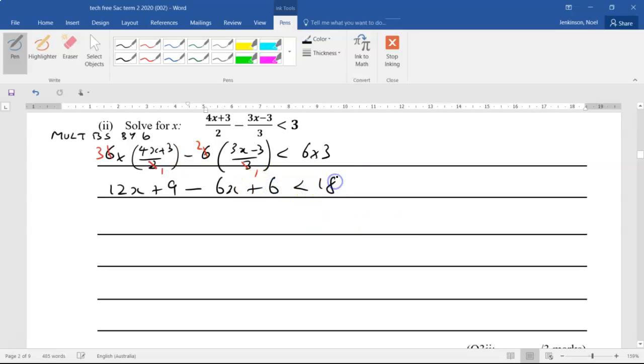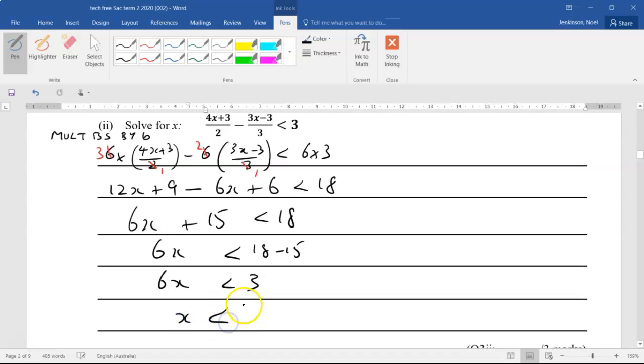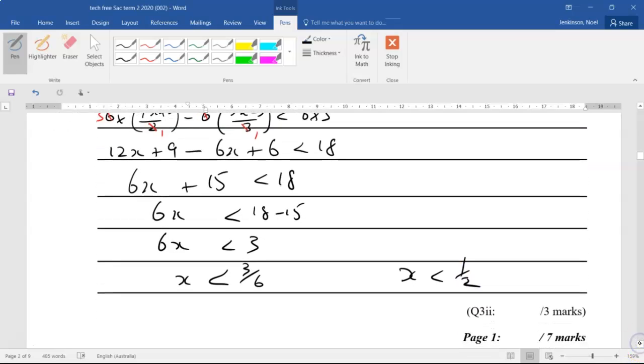It's all less than 18. And 12x minus 6x is 6x. Plus 15 is less than 18. 6x is less than, well, it's 18 minus 15, you don't need to write that. 6x is less than 3, so x is less than 3 on 6. So the answer is x is less than a half. The question was worth 3 marks.